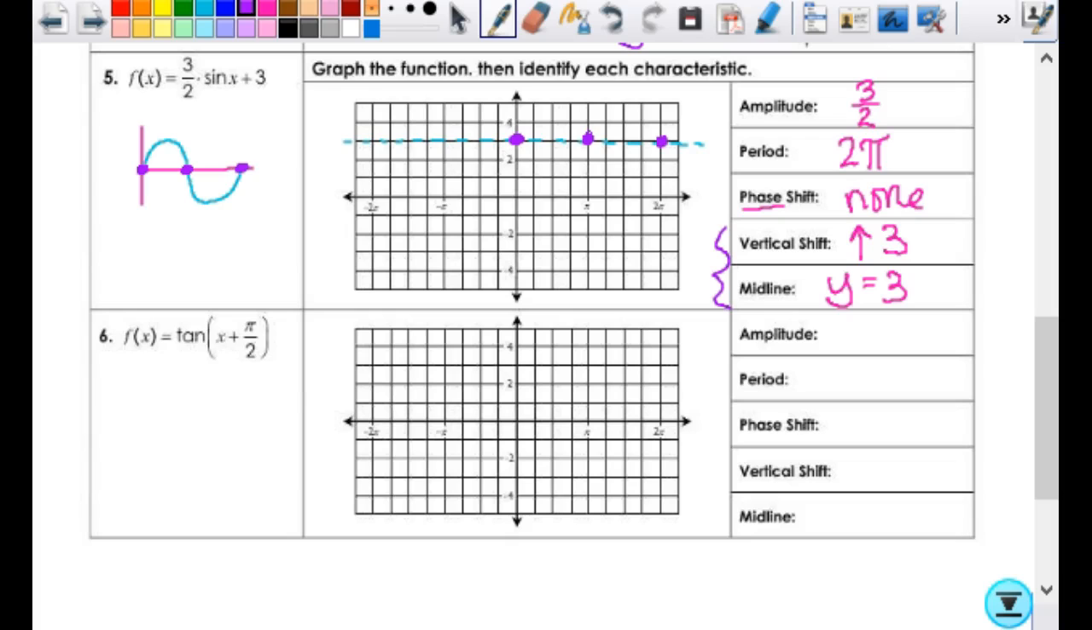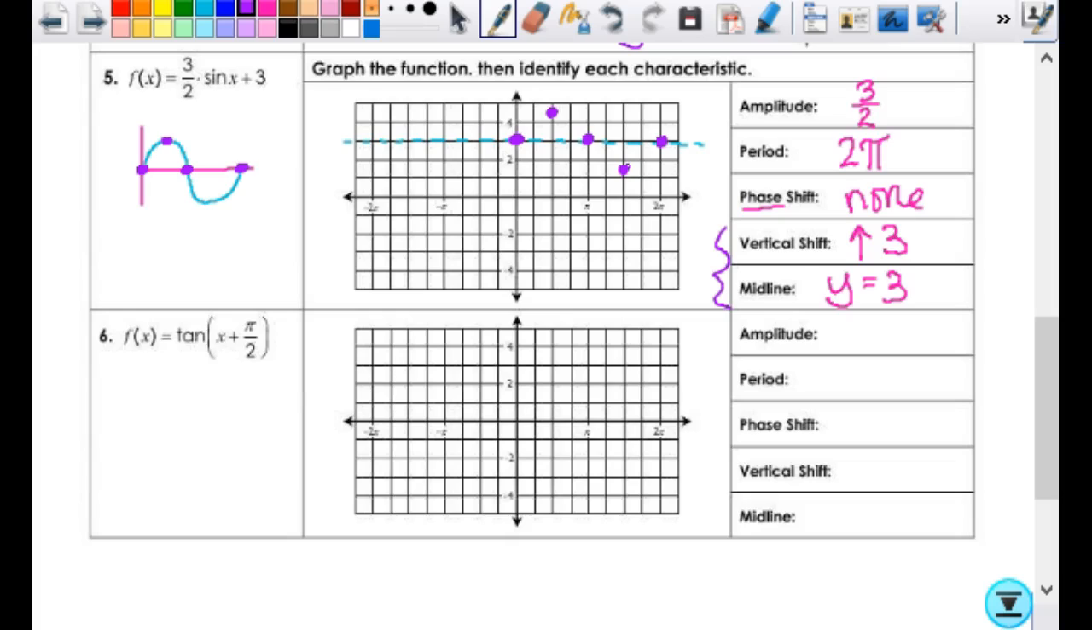Yeah. So then halfway in between these two, for the parent function, we're at 1. You've got to look for a reflection too. There's no reflection, but it would be 1 for the parent function, but we have this amplitude of 3 halves. So halfway in between, from the midline, you go up 1.5. Halfway in between these two, from the midline, you go down 1.5.